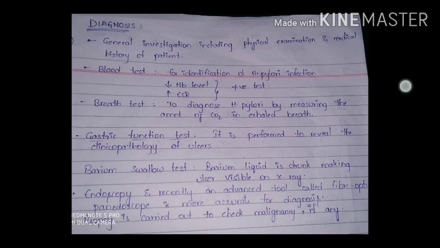And endoscopy means a flexible tube fitted with a camera which is threaded down the esophagus into the stomach to see the presence of ulcers. And here there is a recent advanced tool called the fibro-optic panendoscope. It is more accurate for the diagnosis of peptic ulcer disease, and biopsy is carried out to check if any malignancy is present. This is about the diagnosis.